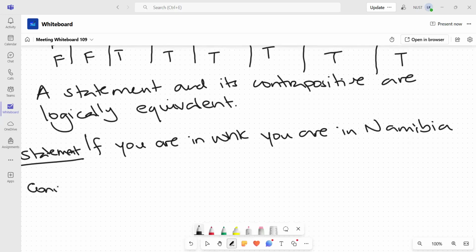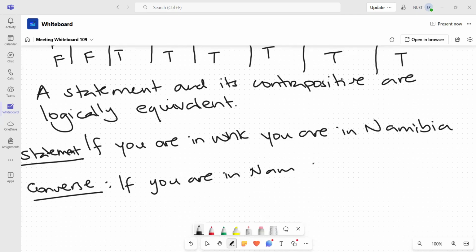So the converse would be: if you are in Namibia, then you are in Windhoek. Well, this one is obviously not true. If you are in Windhoek, you are in Namibia, this is a true statement, but this one here is obviously not true. Being in Namibia does not necessarily mean that you are in Windhoek, so the converse is not true.